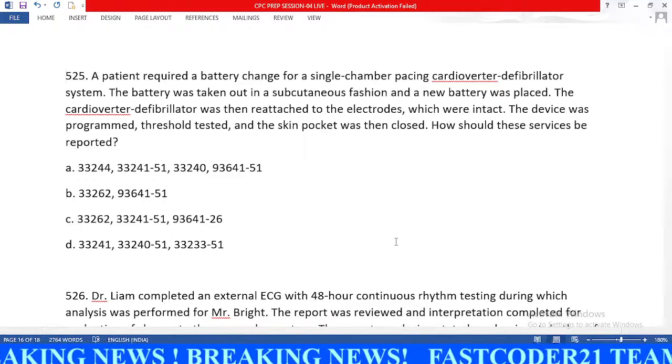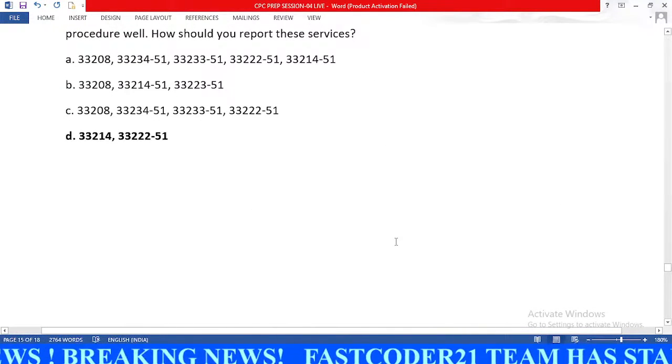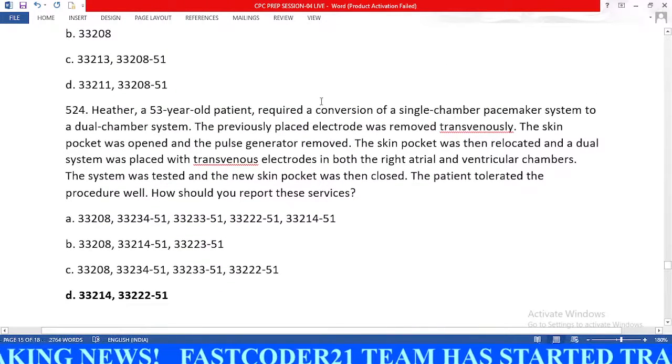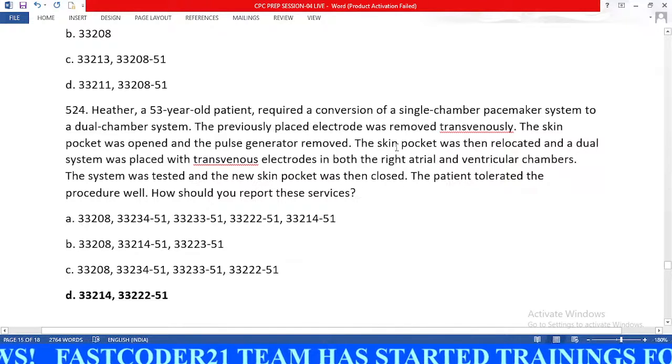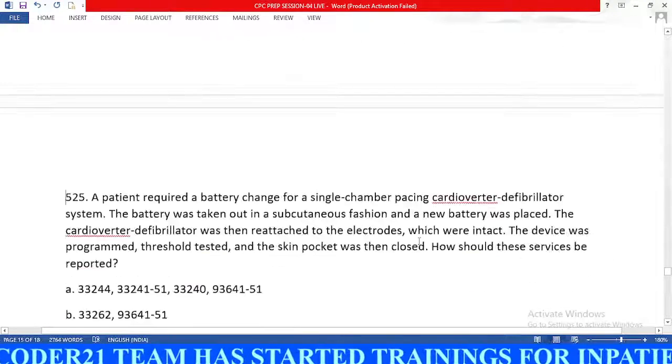So here, what is our answer? 33214, 33222, 51 modifier. What are the keywords here? Conversion of single chamber pacemaker to dual chamber pacemaker and skin pocket relocation. Those are the keywords.